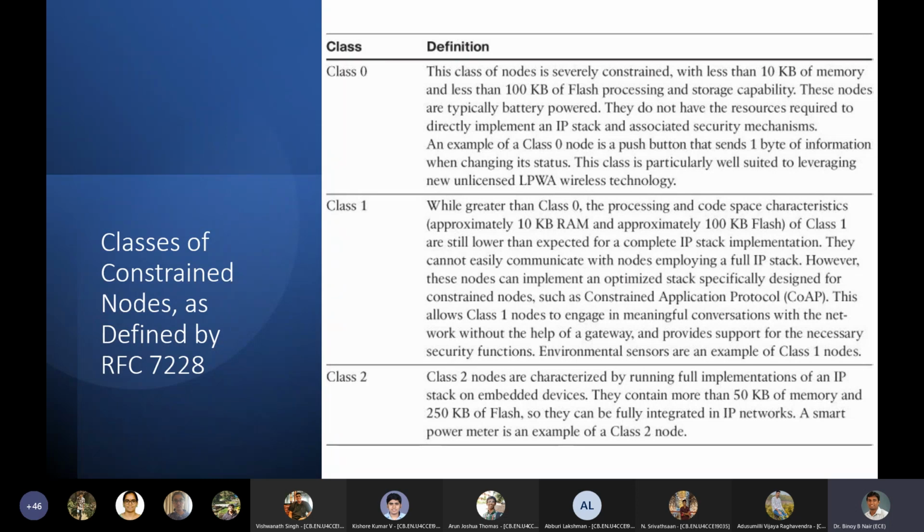So class 1 also is kind of okay, but class 2 devices can do a proper implementation of at least some part of the IP stack. So you can typically integrate with IP networks. You can have a smart energy meter and so on, which can directly connect to the internet and transfer the data. So configuring class 2 devices is very, very easy. You can set them up fast and make them work. Unfortunately, cost wise, they will be heavy.